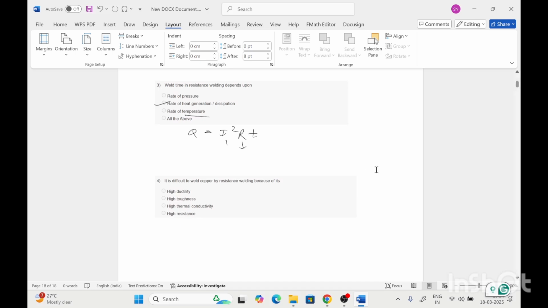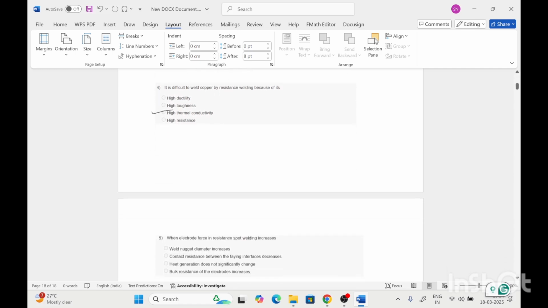Next question is that it is difficult to weld copper by resistance welding because of its high thermal conductivity. Yes, because of the high thermal conductivity the heat will dissipate easily. Means heat dissipation is high for copper. Yes, ma'am.